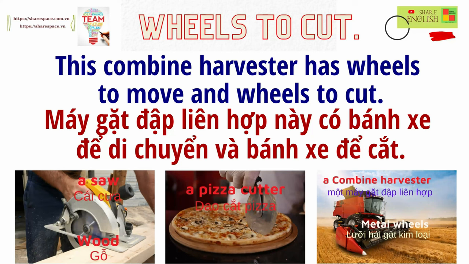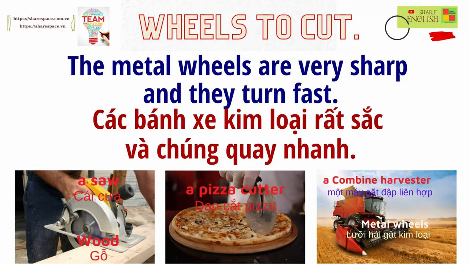This combine harvester has wheels to move and wheels to cut. The metal wheels are very sharp and they turn fast.